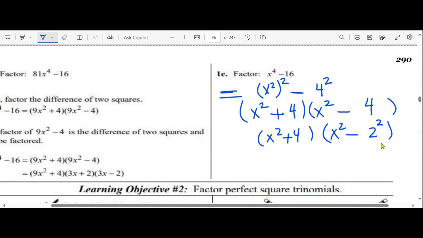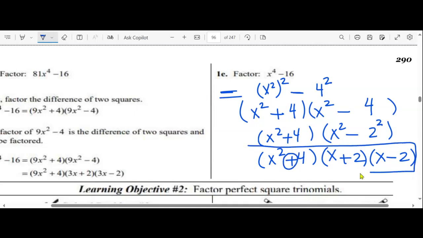Can I factor this as well? This one? Can I factor it? It becomes what? A difference of squares, right? X and x, 2 and 2, plus and minus. And this will remain the same. I cannot change anything in this one because of the plus sign. So that's your final answer. Do you have to do this? Yes. Otherwise, you need to simplify it to the lowest term, or factor it to the lowest term. Okay?